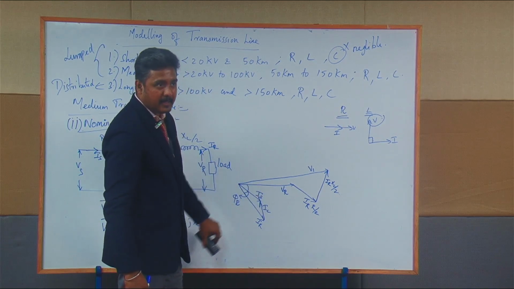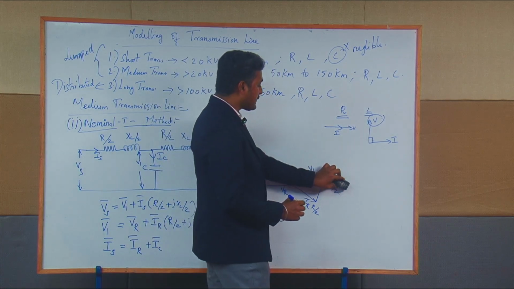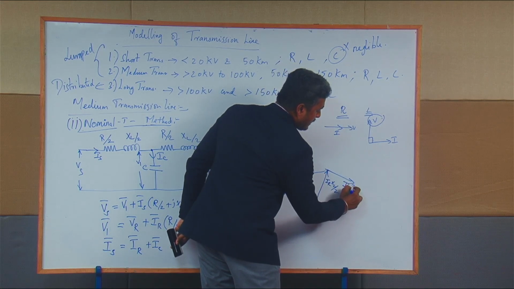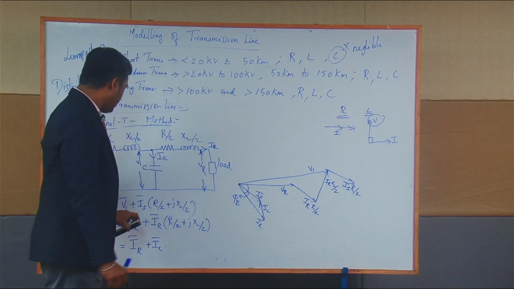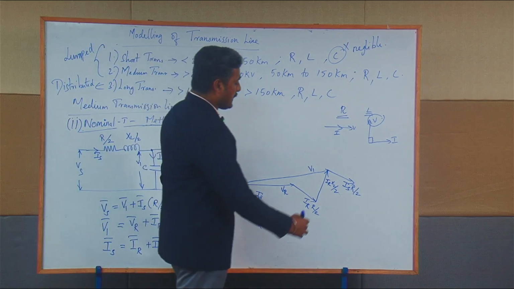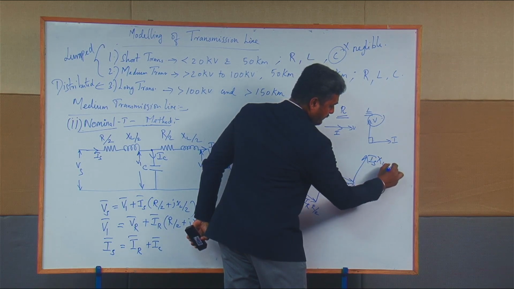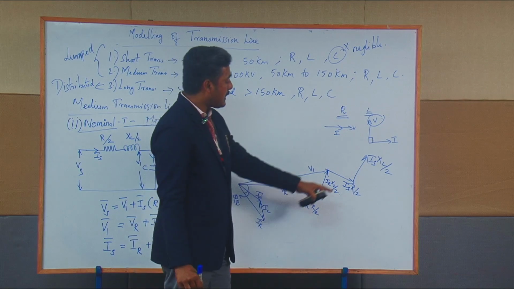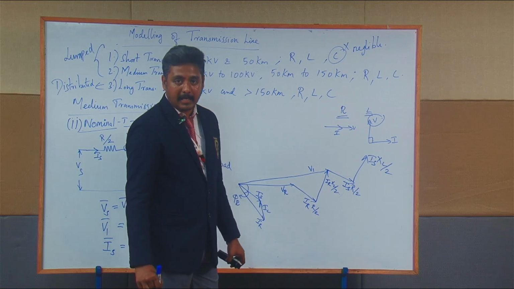The Is vector and the Is into R by 2 vector will be in phase. Then Is into XL by 2 is nothing but the voltage drop across the inductor. This voltage drop will lead the Is vector by the angle of 90 degrees.